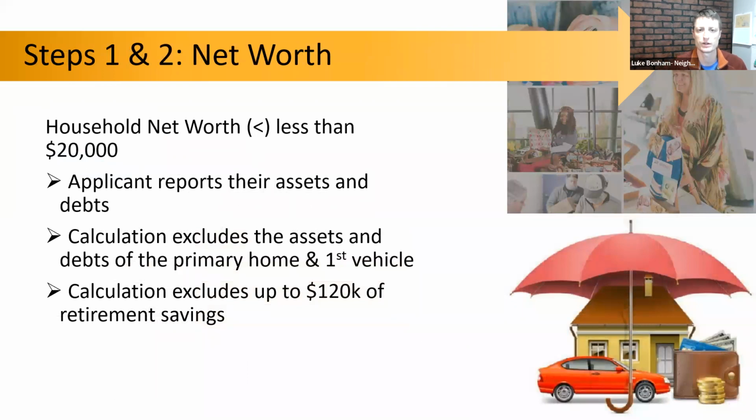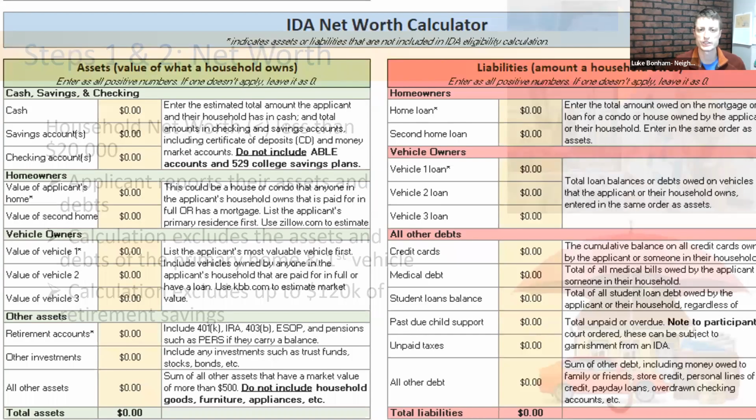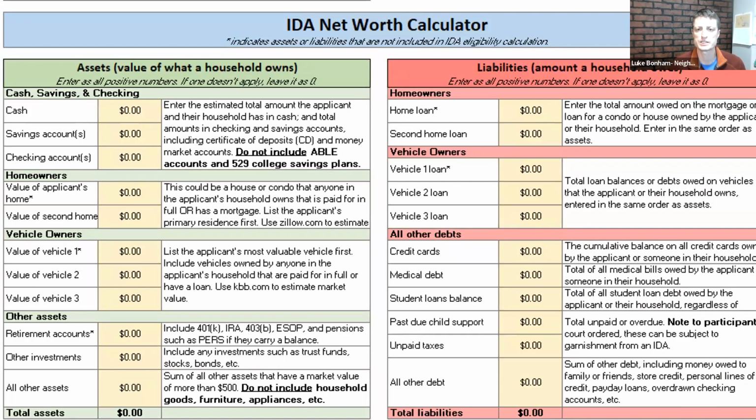IDA income and net worth is for the entire household, not just the applicant. And as an asset building program, we have a net worth limit of $20,000, which does exclude the assets and debts of a primary home, 1 vehicle, and $120,000 in retirement savings. The net worth calculation is the second tab. Participants self-report these amounts on the IDA application. It's also not something that we collect extra documentation to verify. Note that all these fields must also be entered into Outcome Tracker.